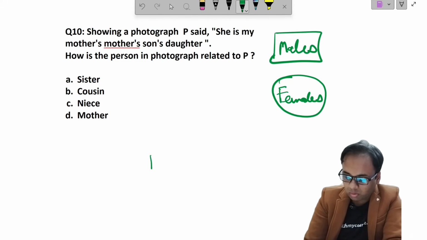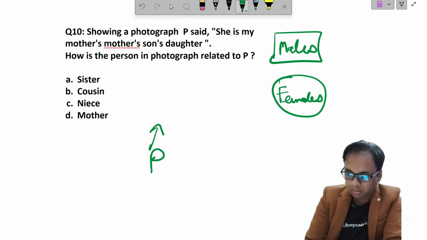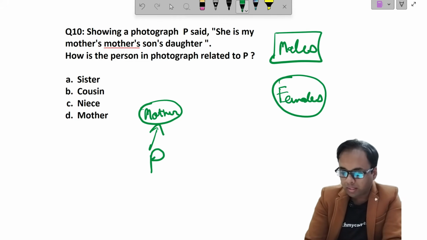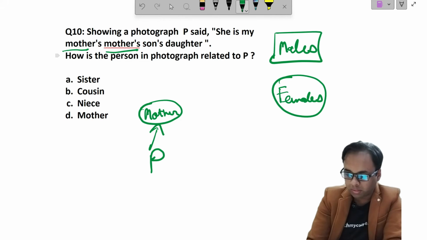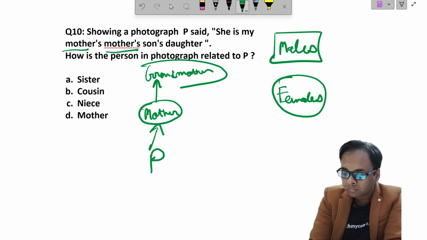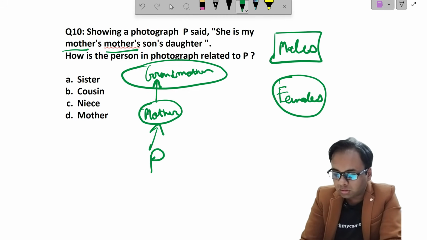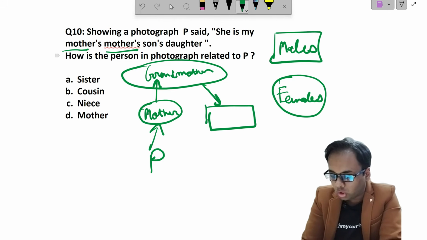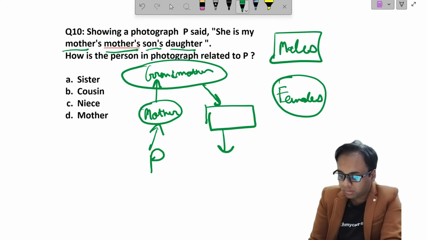So let me place P somewhere about here. And P said that she is my mother's... this is P's mother. Let us make this mother also. So that makes her grandmother. She is the grandmother of P. It says that she is my mother's son's. Now here comes the son of this grandmother. Okay, son's daughter. So here it comes as the daughter.